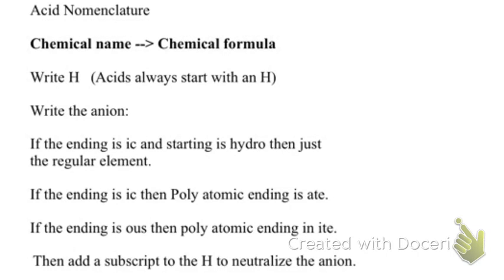Alright, today we're going to talk about naming acidic compounds, and we're going to do it two different ways. We're going to name acidic compounds, and we're going to write the formula for the acidic compounds. So in this first section, we're going to go from the chemical name to the chemical formula, and these are the rules that follow. Step 1 is you write an H.